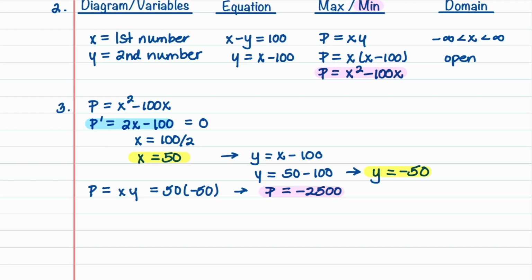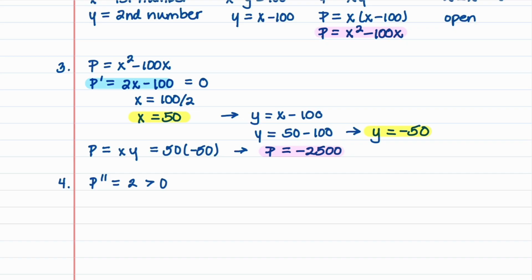We have 2 more steps that we need to complete. We need, in step 4, to justify that our product is a minimum. To do that, because we have an open interval, we need to use the first derivative test or the second derivative test. Our derivative, highlighted up here in blue, is relatively simple. So I think using the second derivative test will be the easiest. So let's do that. P double prime is equal to 2, and that is greater than 0. This means that our function is concave up, and we have a minimum.